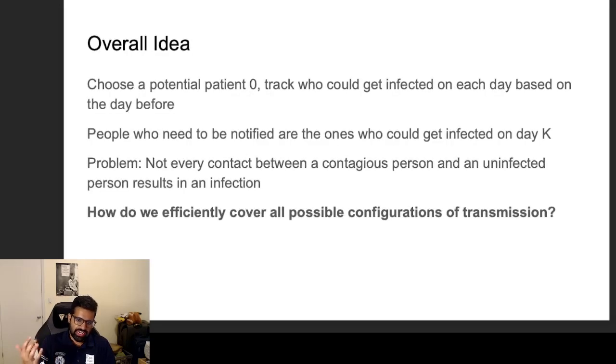So one pretty natural approach is to just iterate over all people who could be patient zero and try and determine who's infected if you fix a patient zero. However, this approach still has a lot of uncertainties. We still need to determine who could be infected and which contacts actually result in transmission.